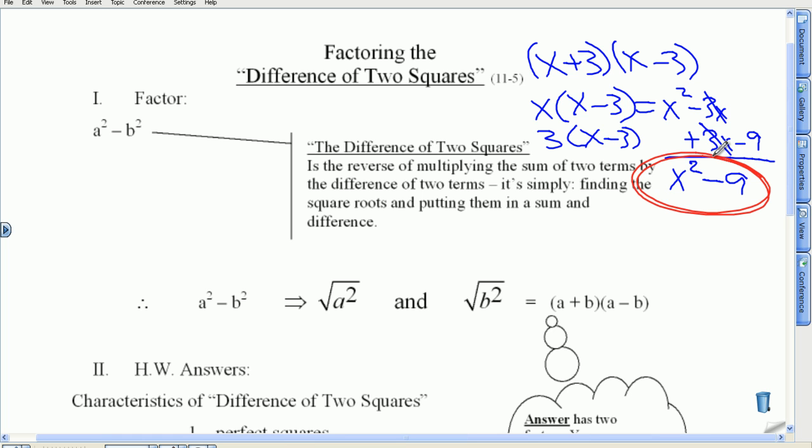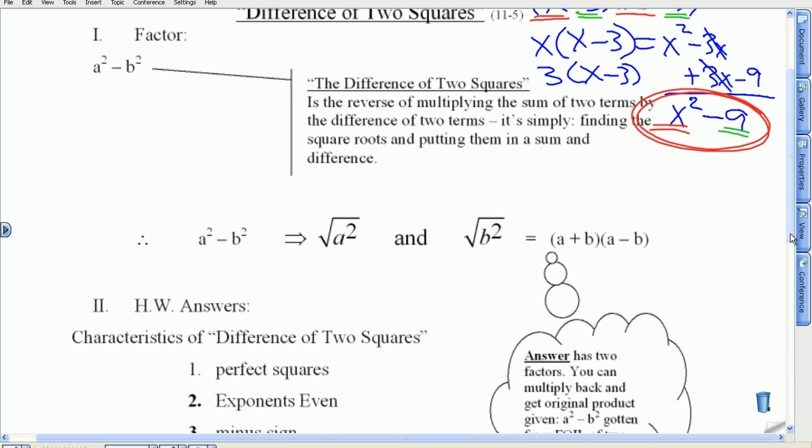If you take a look here in the original problem, x is the square root of x squared, and 3 is the square root of 9. So there's a square root kind of vibe going on here that we can use to help us factor these things. If you want to factor a squared minus b squared, we do that by taking the square root of a squared, which is a, the square root of b squared, which is b, and then putting in a plus and a minus. This will check out by FOILing or by double distributive property to show that a plus b times a minus b is a squared minus b squared.